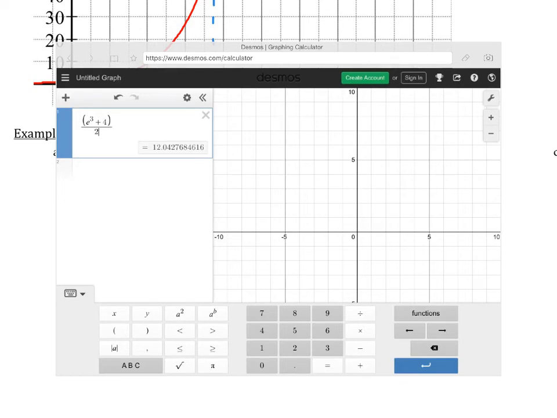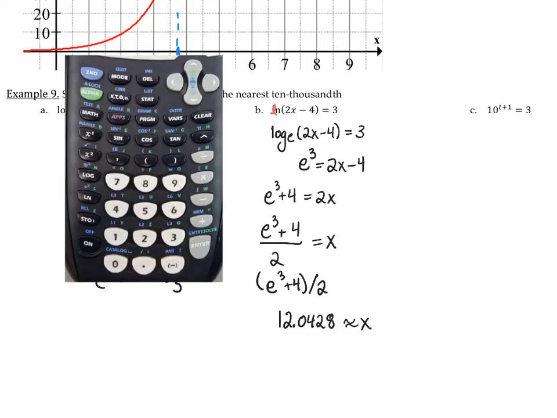12.0428. And if you wanted to check this answer, all you would do is you would take this answer and put it back in the X right here. And in order to get a natural logarithm, the button is right here. So you do natural log 2 times 12.0428, subtract 4, and the answer that you get in your calculator is 3.000003. There's some rounding there because we did some rounding here.